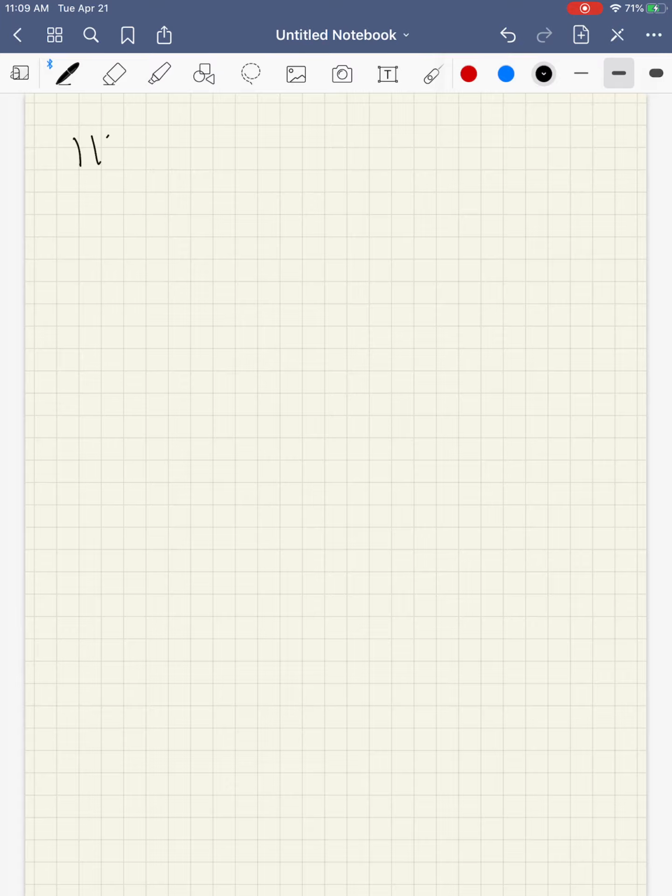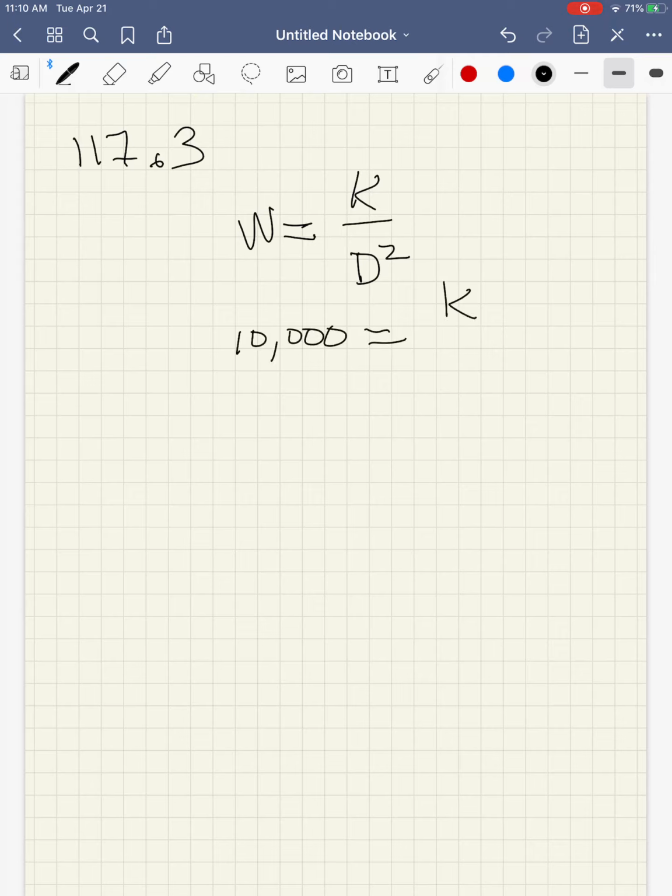So 117.3 says the weight of a body on or above the surface of the earth varies inversely. So I'm going to put K over something. Inversely with the square of the distance from the body to the center of the earth. If a body weighs 10,000 pounds, so put that in for W. Put our K in because we know we have to solve for that first. At a distance of 5,000 miles from the center of the earth. Okay, these are going to be big numbers, guys.